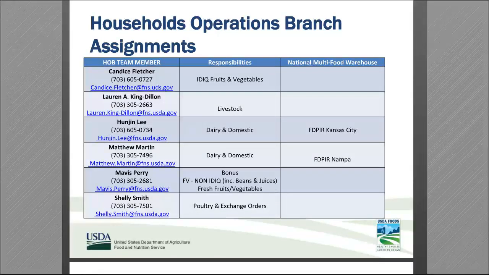On this slide, I wanted to give you a visual of who does what here in Household Operations Branch, and who you would need to send something to if you had a PO modification. Again, make sure you're sending that to the PO mod mailbox. You can see here that Hunjin Lee is the National Warehouse Contact for FDPIR Kansas City, and I, Matthew Martin, am the contact for FDPIR Nampa.